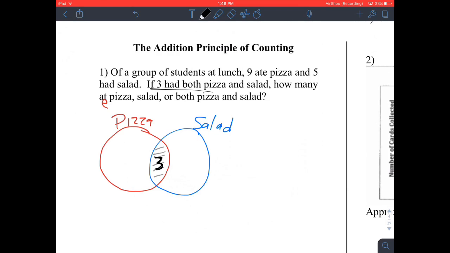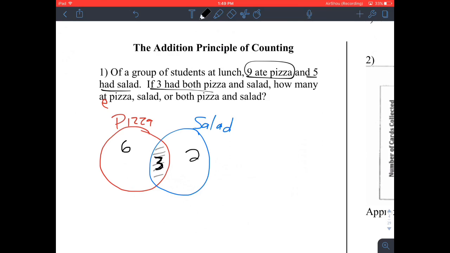If 3 of them had both and 9 had pizza altogether, that must mean there has to be 6 here, because 6 plus 3 is 9. 3 had salad. Of those, there were 5 total that had salad. 3 had both. That means there are 2 left here.